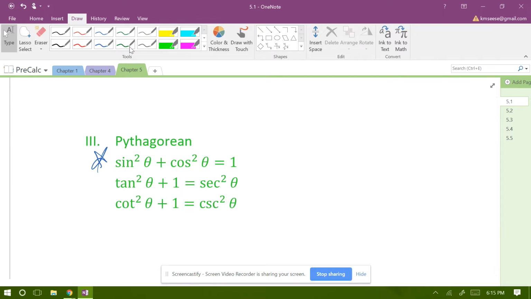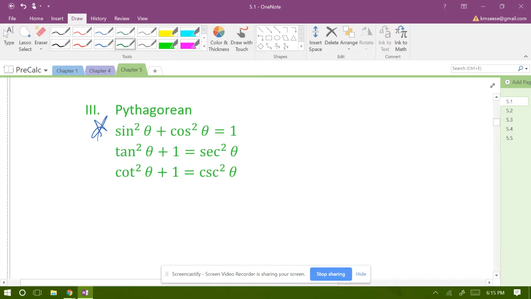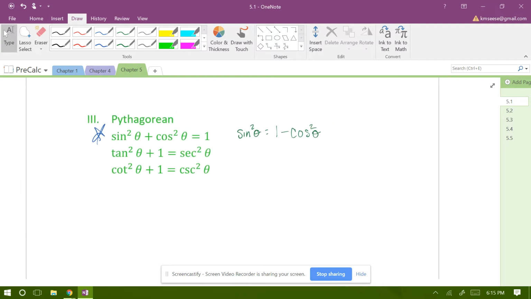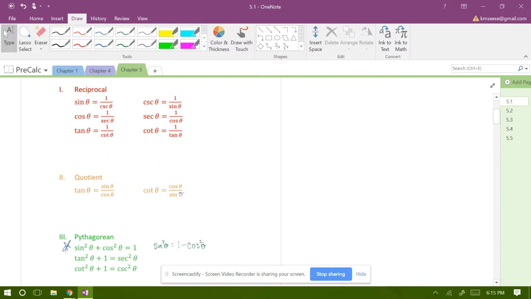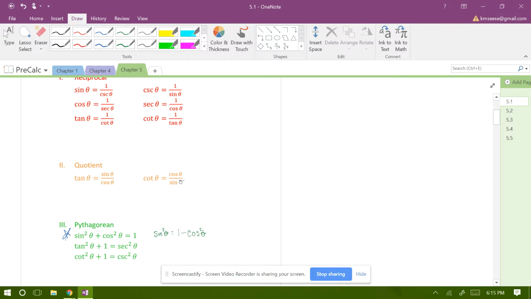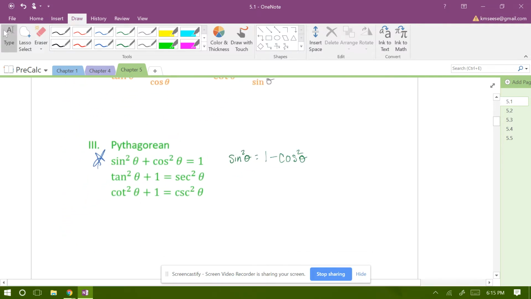These are all also able to be manipulated. For instance, say I wanted to know what sine squared of theta was equal to. Well, I know sine squared of theta plus cosine squared of theta equals 1. If I subtract cosine squared over, I can state that sine squared of theta equals 1 minus cosine squared of theta. And so I can use that as an identity as well. All right, so make sure you have these identities copied down, and you will want to start working on memorizing them because you will need to know them. However, they should be pretty familiar to you already.